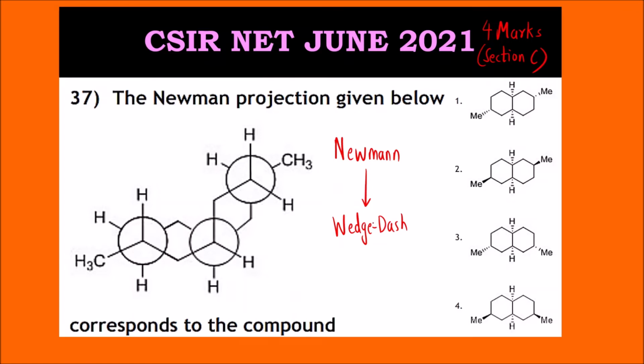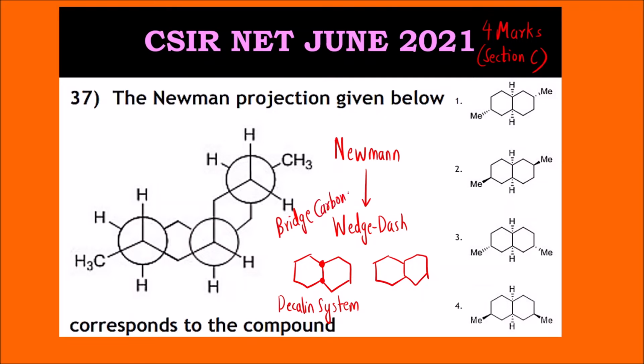From the options, in all the options you can see there are 2 cyclohexane rings fused like this. The name of this system is decalin system. At these carbons, which are called bridge carbons, there can be 2 groups.